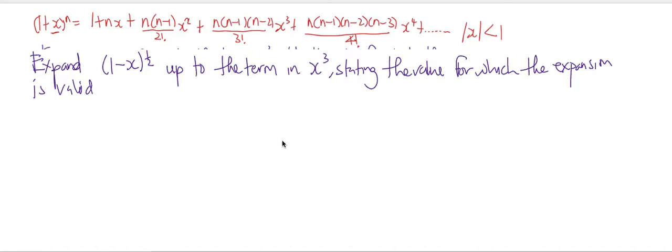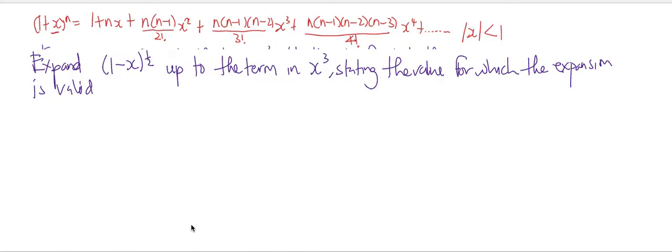Minus x to the power of half, up to the term in x cubed, stating the value for which the expansion is valid. Okay, I've left the formula from the previous question. It's easy for me to do. Again, what I mentioned, the formula is given in your formula sheet. Not to worry, but I would advise you to memorize and understand it, so that even when you practice, you don't always have to refer to it. That's my advice. Let's move on.